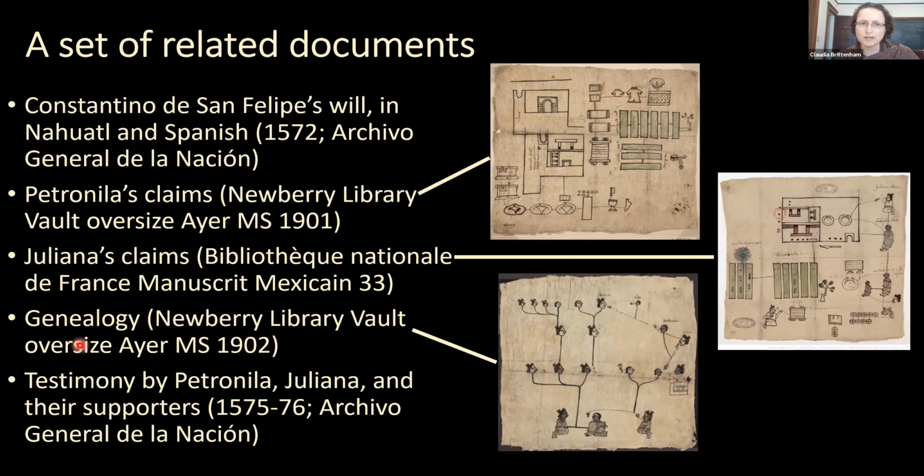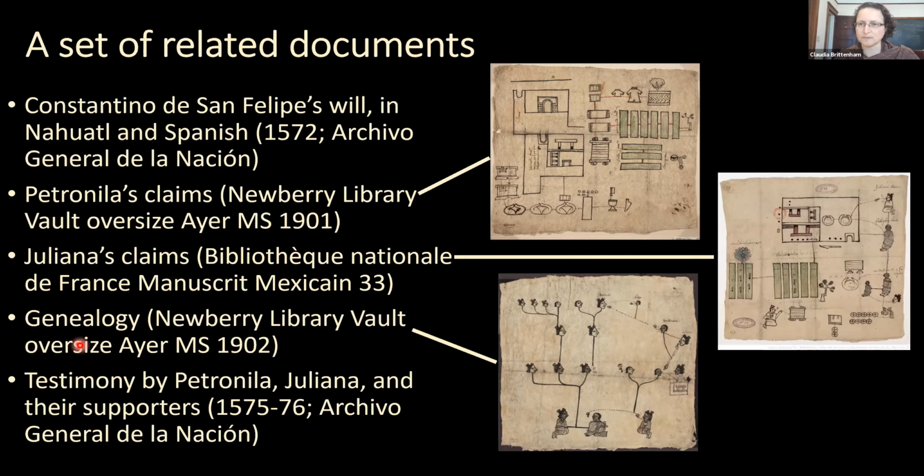So the original will of Constantino de San Felipe, which occurs both in Nahuatl and in a Spanish translation, is in the Archivo General de la Nación in Mexico City. So that happens in 1572. Then there's a lawsuit in 1575-76, and we see Pedronilla's claims, they're in the Newberry, Juliana's claims, they're in the Bibliothèque Nationale de France, the genealogy that I'll be focusing on today, which is in the Newberry. And then there's oral testimony by Pedronilla, Juliana, and their supporters, and those textual records remain in the Archivo General de la Nación.